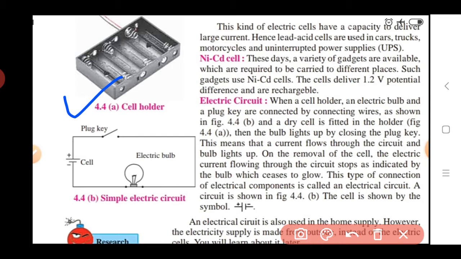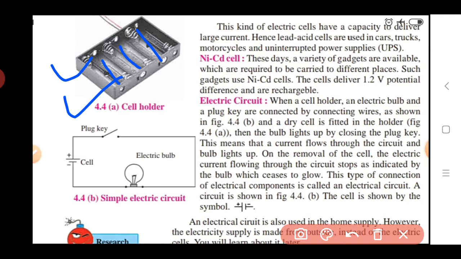So this type of connection of electrical components is called an electric circuit. So here first we have to know what an electric circuit is. In an electric circuit, the devices are connected to one another in such a manner. Which devices are connected to one another? That is the electric wires, then a dry cell which is fitted in a cell holder. See, this is the cell holder, and in that holder we keep the dry cells. And another is a bulb, an electric bulb. And also there is a plug. Plug means a button to switch the electric current on or off.